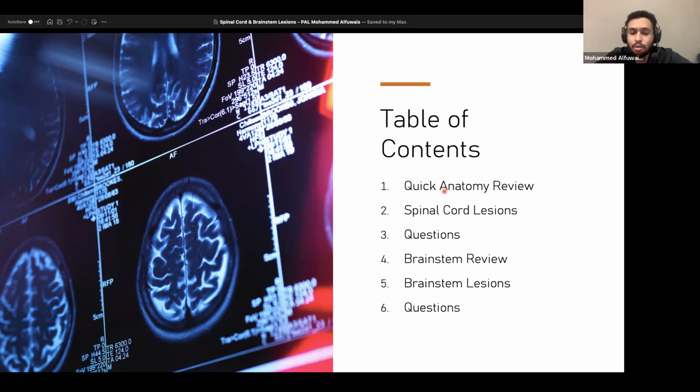So as I said, I'm going to be going over a quick anatomy review. I'm going to go over the spinal cord lesions. I'm going to have some questions for you guys just to test your knowledge. And then I'm going to go through the brainstem again, and then the brainstem lesions, inshallah, at the end.